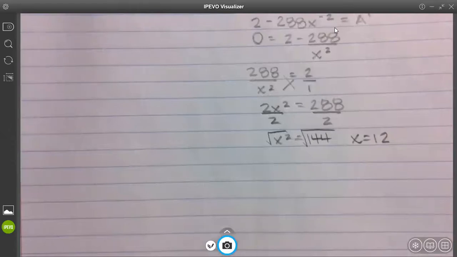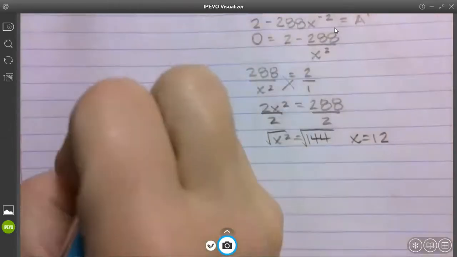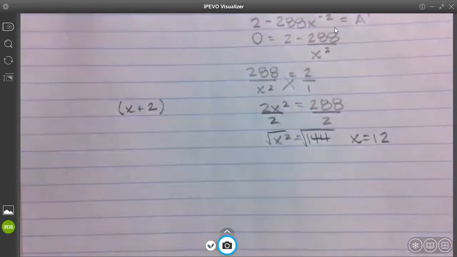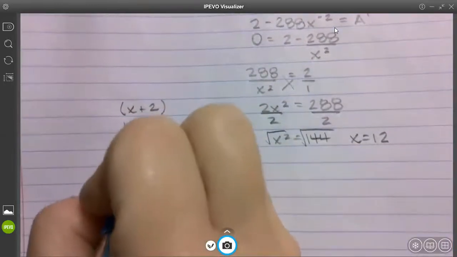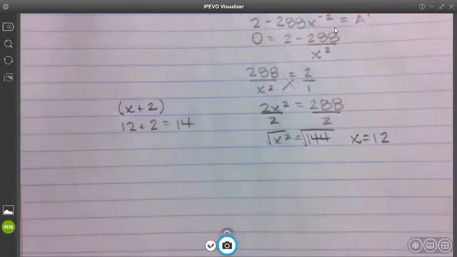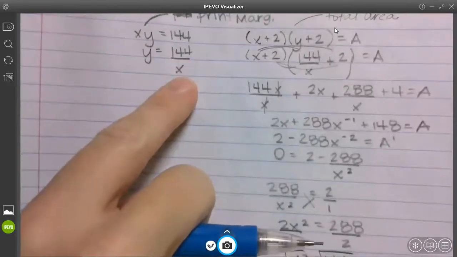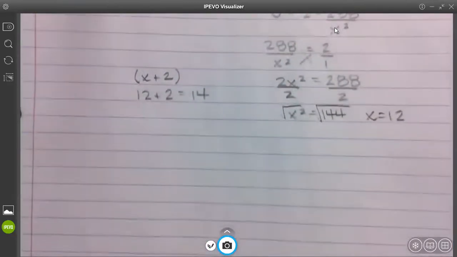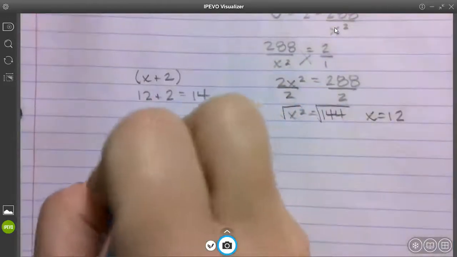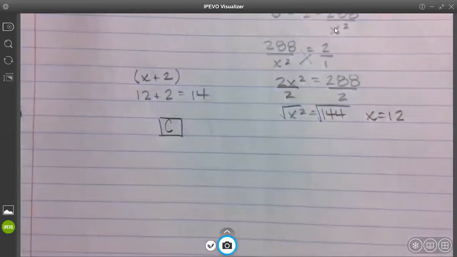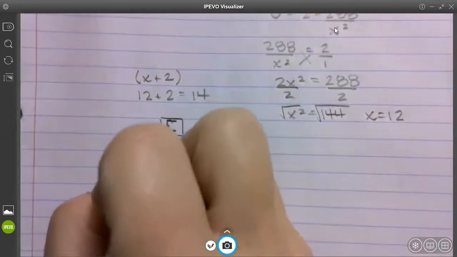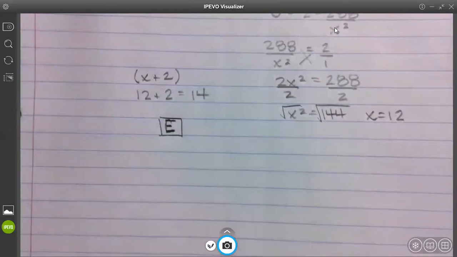But it didn't ask you for the print area. It asked you for the total area with margins. So we have to remember that the total area included the margins. So the print was 12, plus 2 inches would be 14. If you look back to find y, if x was 12, 144 divided by 12 is still going to be 12. So this is actually a square piece of paper with the same length and width. So your answer for this one is going to be C. I'm sorry, not C, E. 14 and 14.